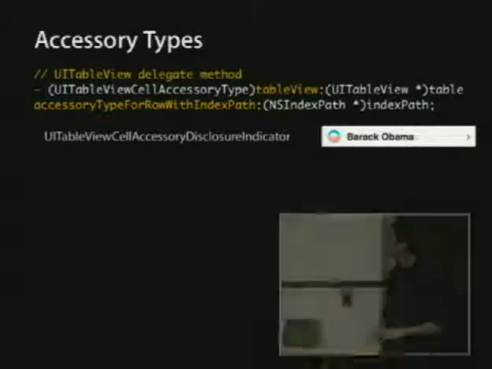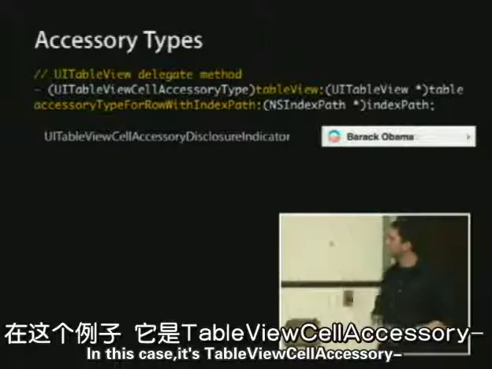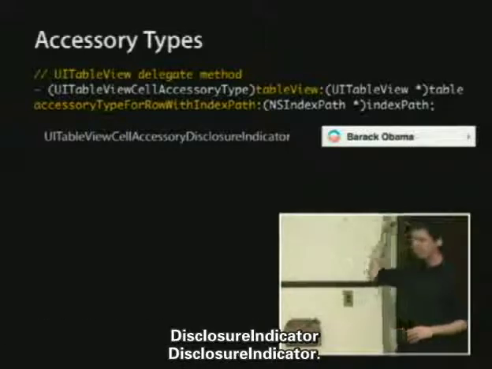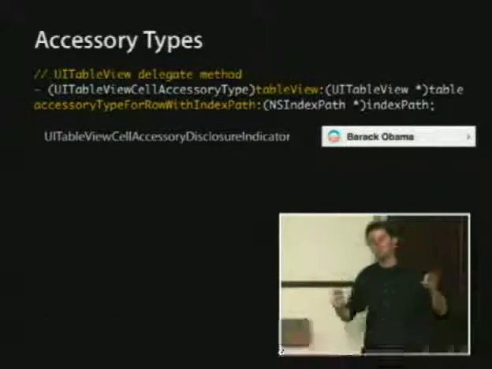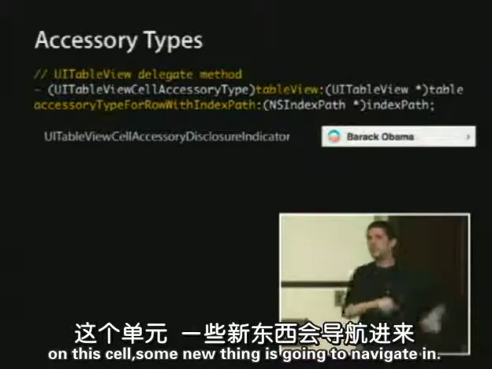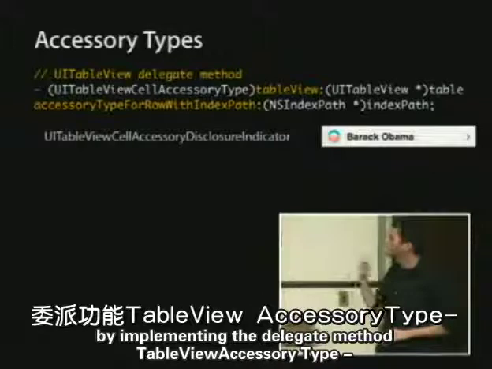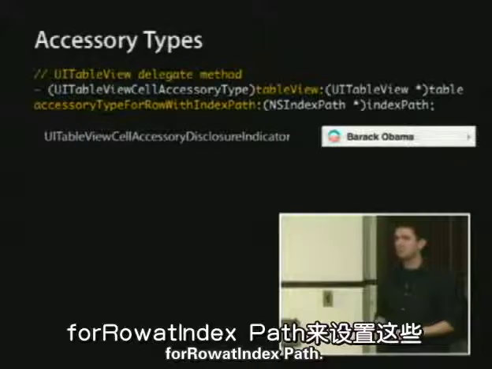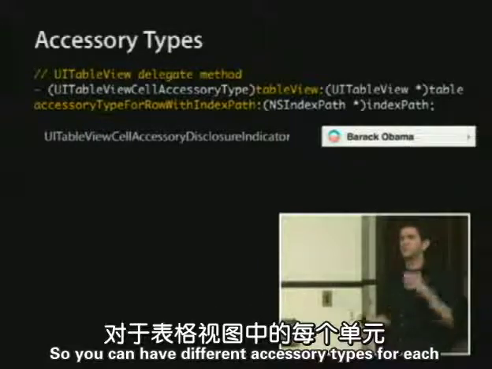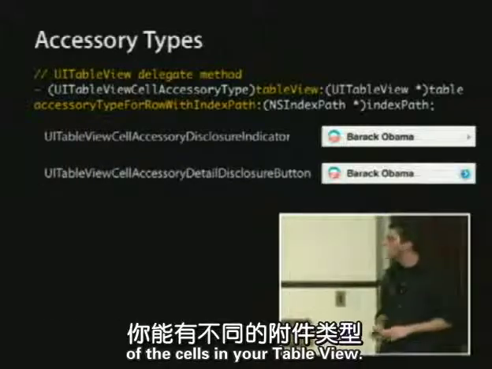That's the thing that appears over here on the right-hand side. In this case, it's UITableViewCellAccessoryDisclosureIndicator. This is generally used to indicate that if a user taps on this cell, some new thing is going to navigate in. That's usually what you use that to indicate. And you set these by implementing the delegate method tableView:accessoryTypeForRowAtIndexPath:. So you can have different accessory types for each of the cells in your table view.